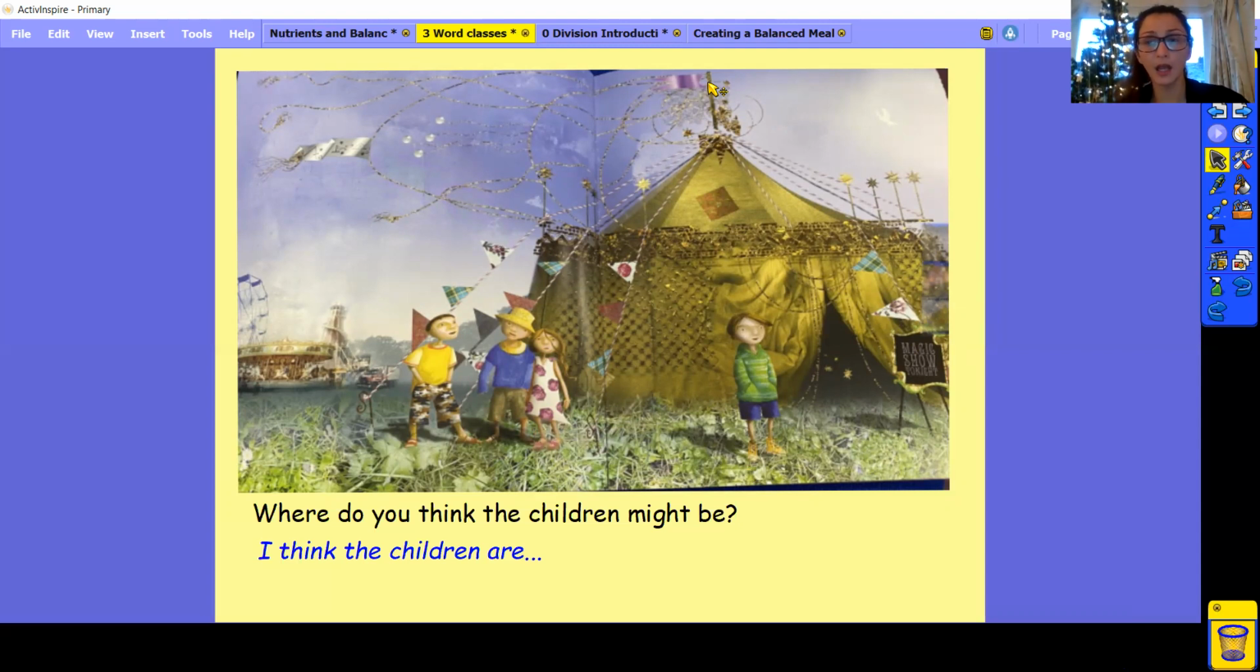Have a quick pause. Use the sentence starters. I think the children are. So pause and say that sentence. Brilliant. So I think you're right. I think they're probably at a circus, and we've got this boy here, and he's all by himself, and he's got I assume his friends here, and they're all outside of the magic show. Okay, so that might give us a bit of a clue what might be going on inside.